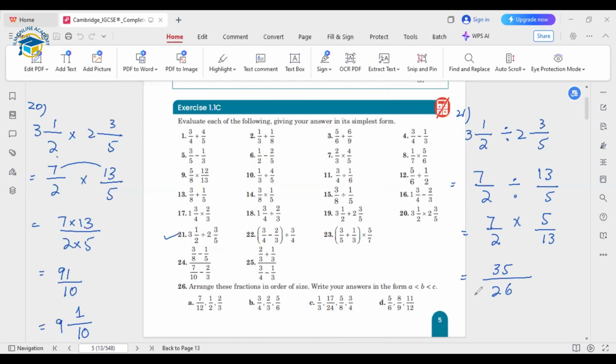So again, this fraction that we got is improper. So we need to keep 35 inside and 26 outside. You can simply go with 1 times, because if we go with 2 times, 26 2 times would be a greater number. Now from 35, we need to subtract 26, and that would be 9. So we are going to write 1 into 9 by 26.